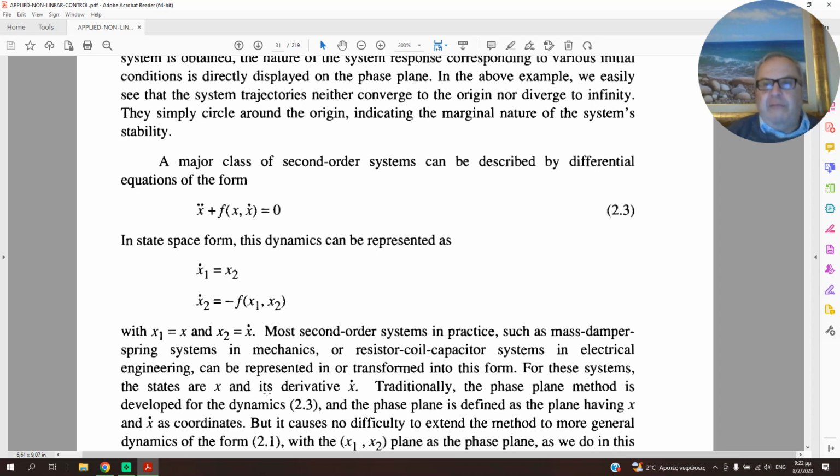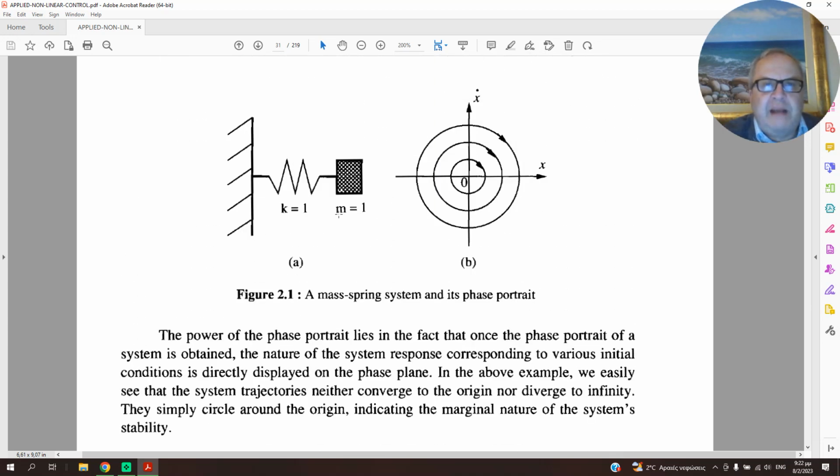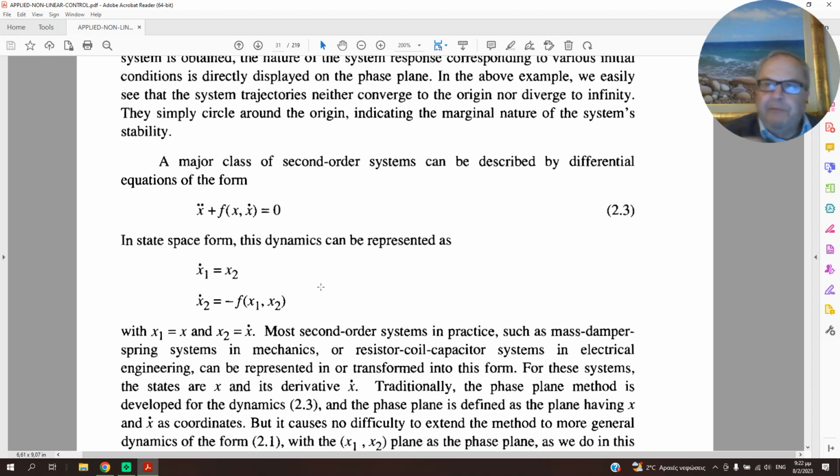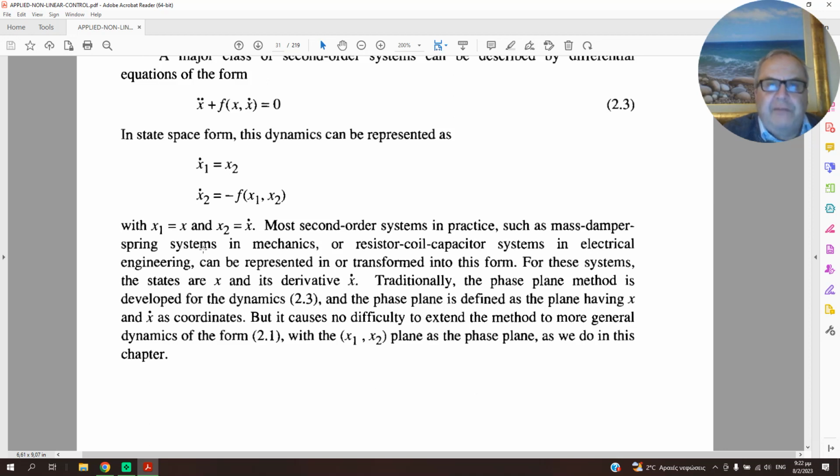So in mechanics, you have mass, damper, and spring. Mass and spring, we see here. Damper is when you have damping, okay, in mechanics. Or in electrical engineering, resistor is the electric resistance, coil, and capacitor. These systems can be typically described by equations like 2.3. For these systems, the states are x and the derivative x dot.